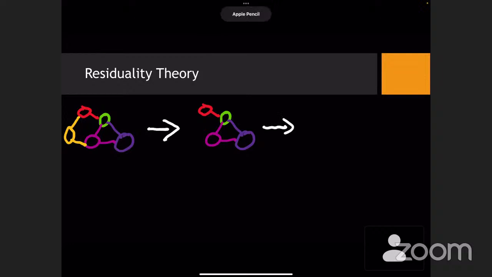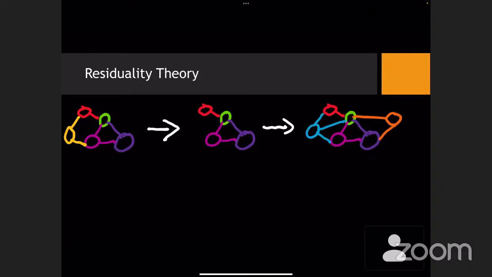And we then know that something else will happen. The system will change again, and the future of the system will be a function of that residue. That residue will remain, something will happen, it will get new nodes, it might lose a few more nodes, but the future of that system will be a function of the residue. And that's all residuality theory is saying.